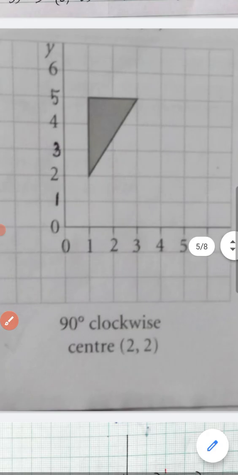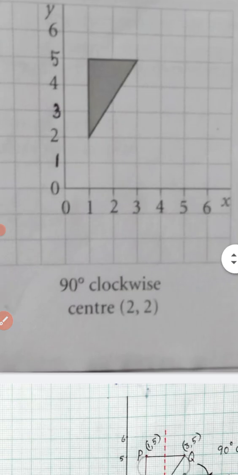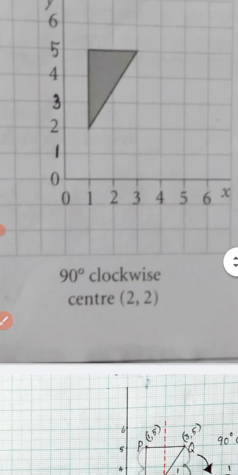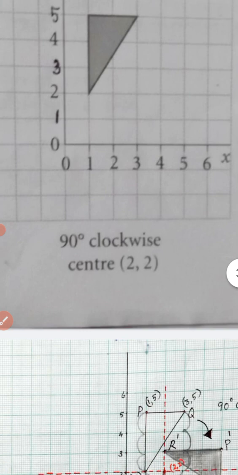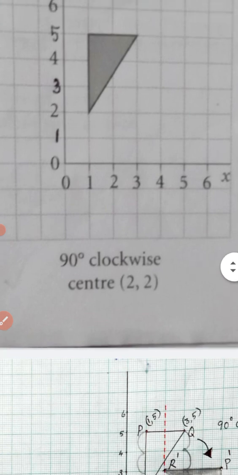Let me explain one more example, children. Here we are rotating the given shape 90 degree clockwise. Here the center of rotation is 2, 2. It is given in the question. Center of rotation is 2, 2.